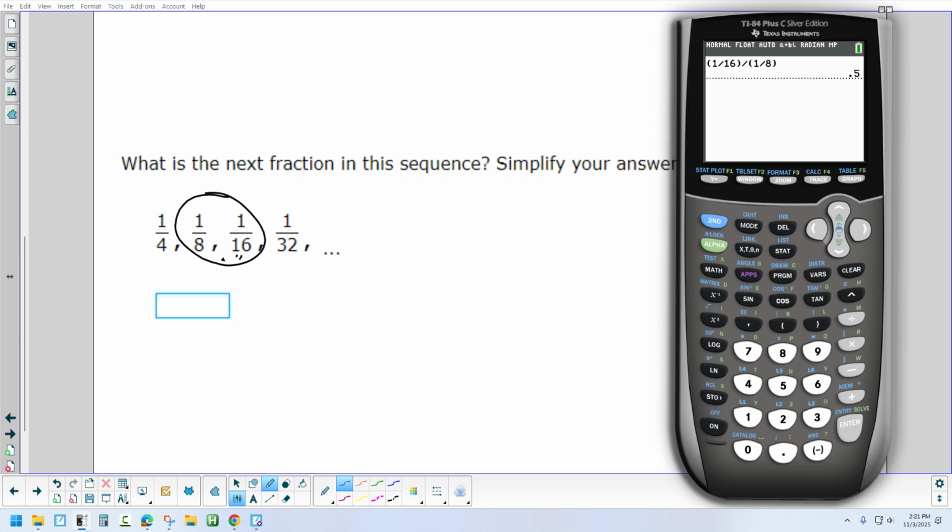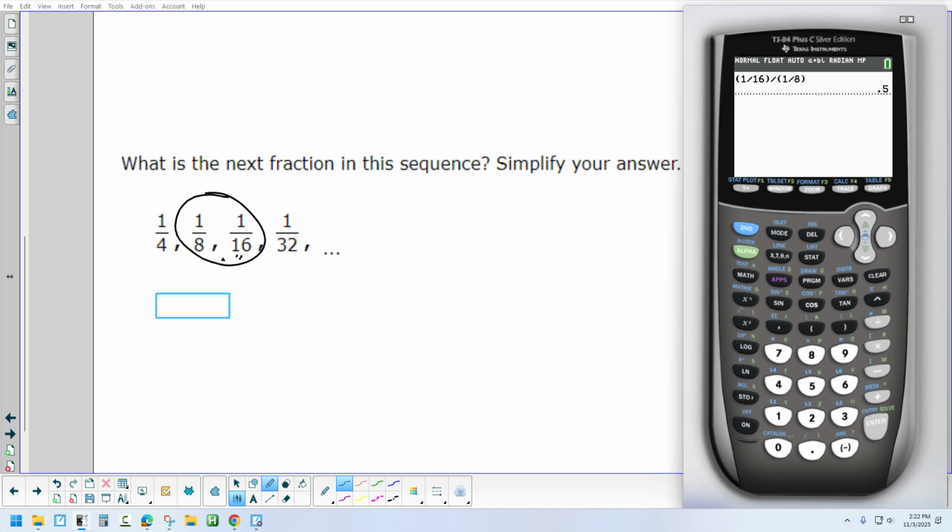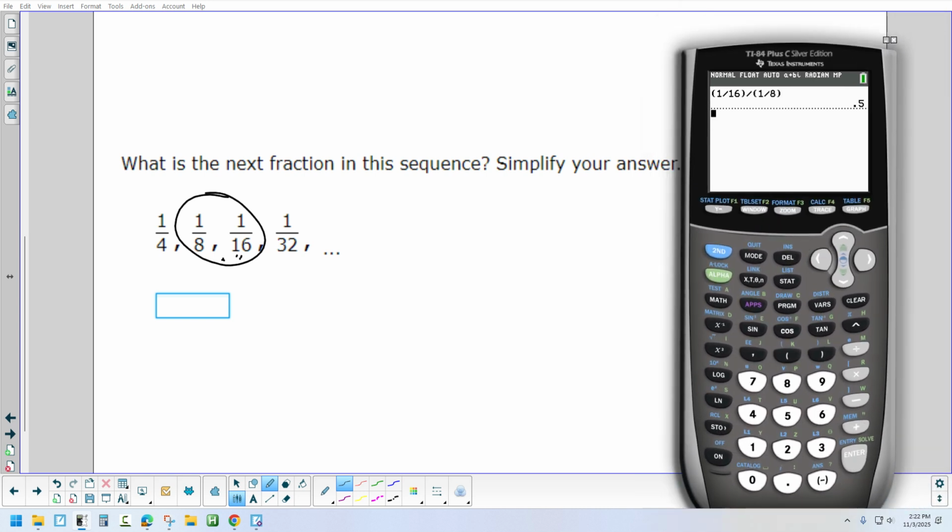How would we use the calculator? Would you do 32 divided by 16? Well, it's got to be something times a half. So do you do 1 over 32 times a half? Yeah, exactly. 1 over 32 times a half gives 1 over 64.